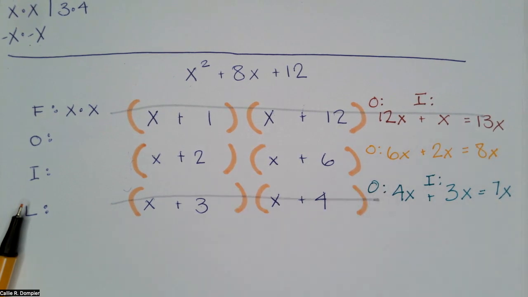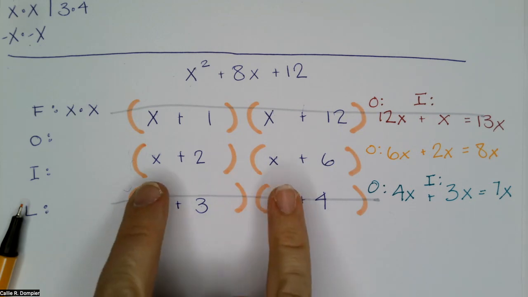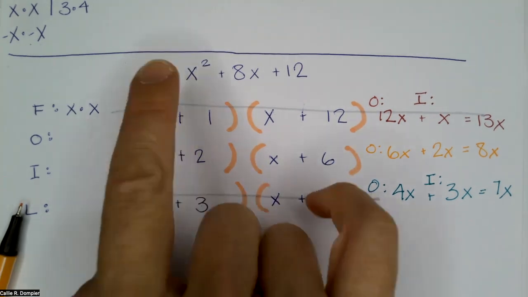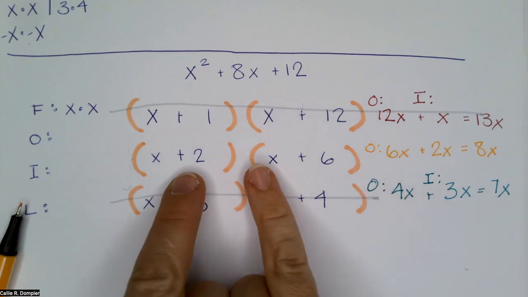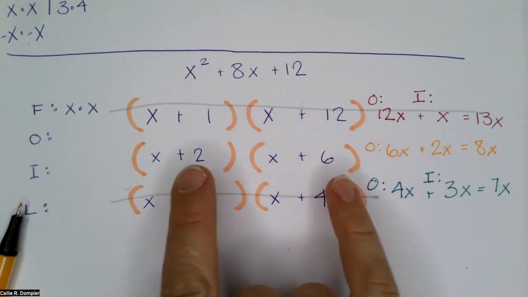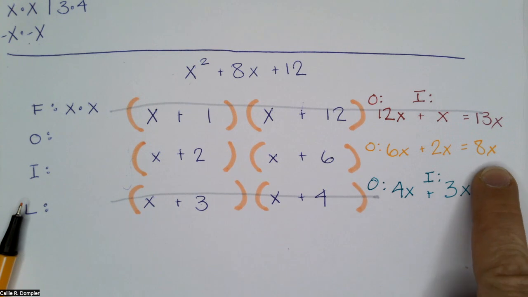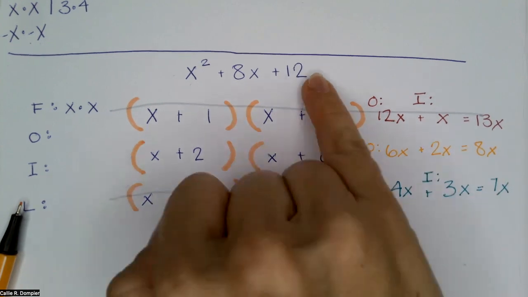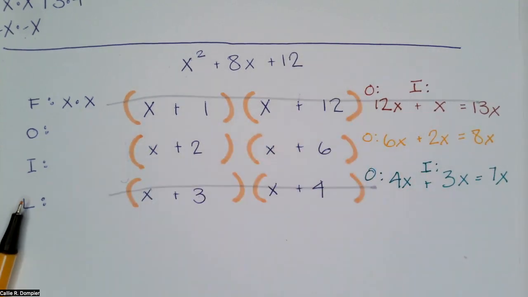Okay, so the FOIL method is really just guessing, creating all of the possible factors and guessing which one is the right one and then checking your guess, right? Let's check our guess. X times x is x squared. X times 6, 6x. 2 times x, 2x. 2 and 6 makes 8. 2 times 6 makes a positive 12, okay?